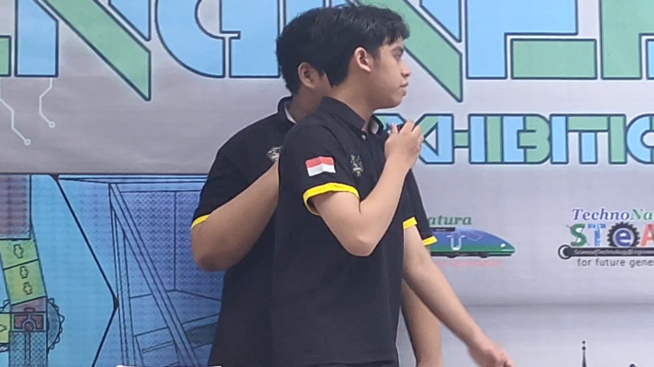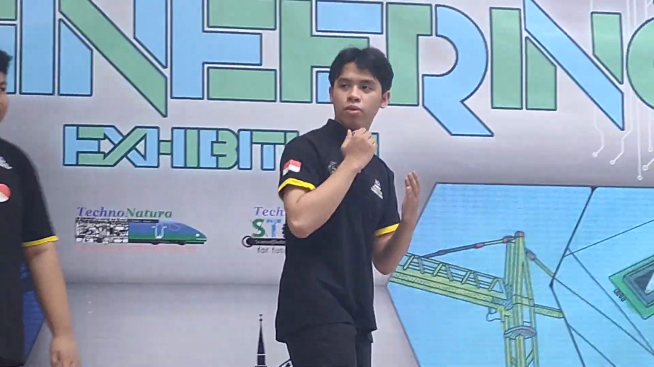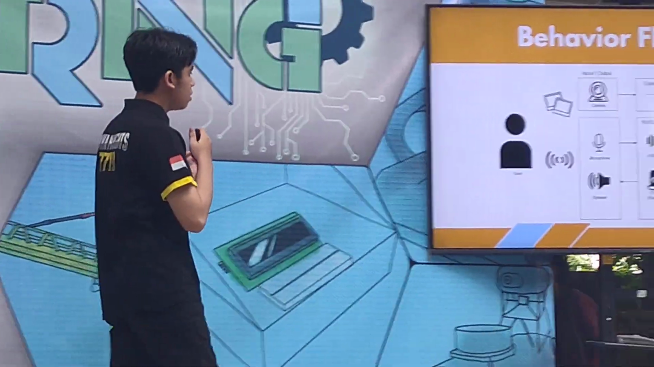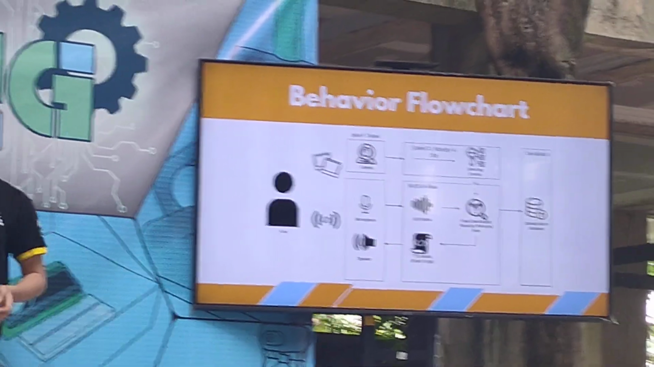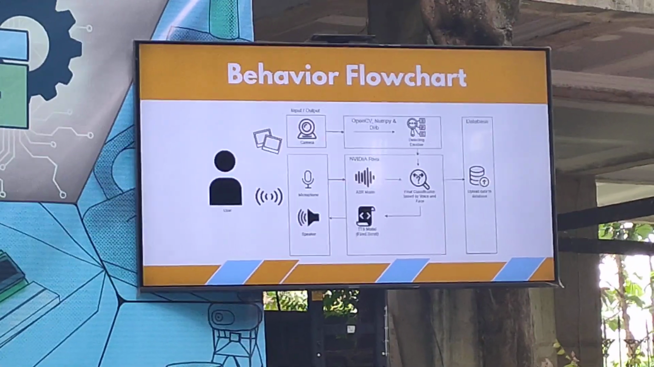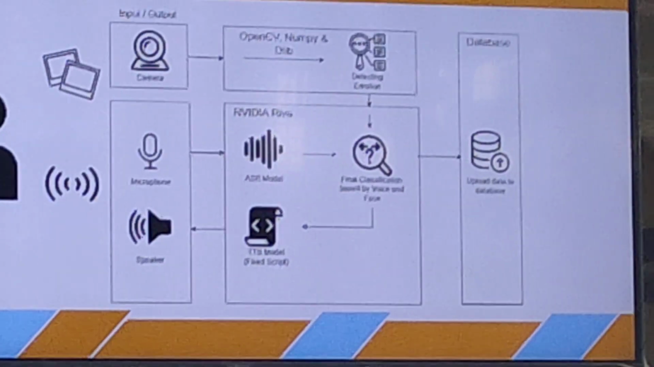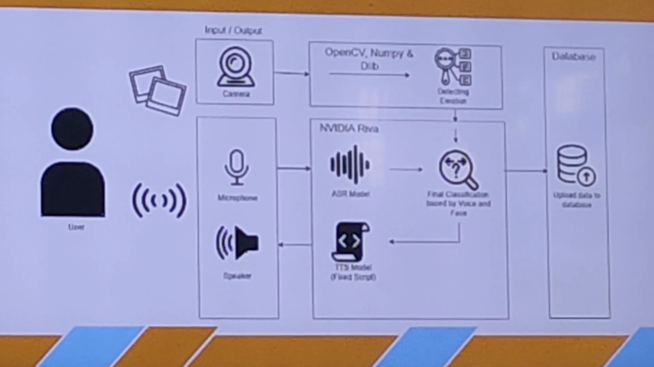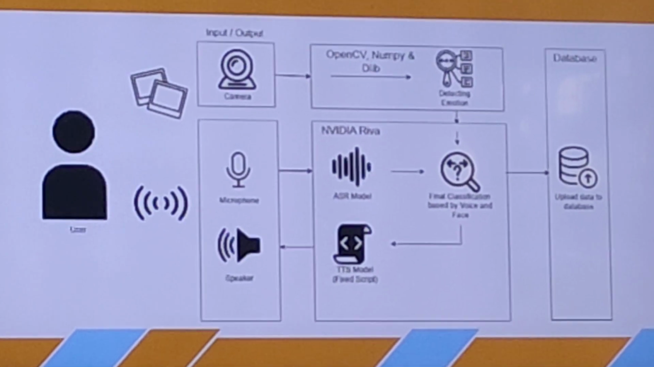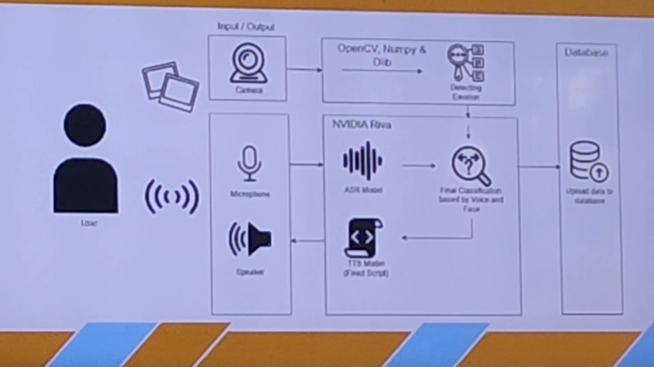Okay, let's talk about the flow chart. For the first one, before we go into the robot, the user will interact with the robot itself, like face to face, and try to talk with it. So we have 2 inputs. The first one is the camera, the second is the microphone. It will talk back through a text-to-speech model through a speaker.